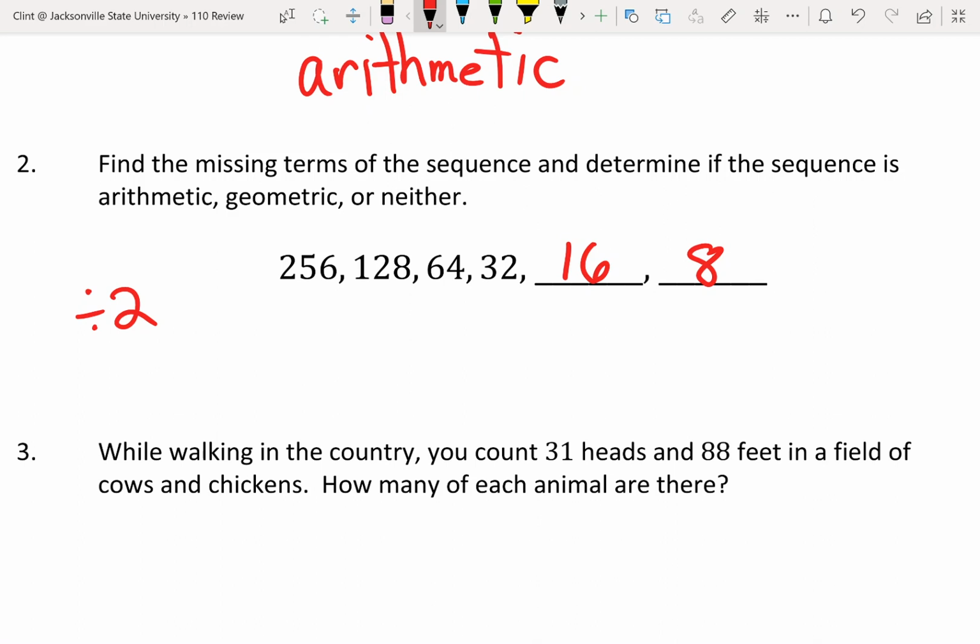And if we're dividing by 2 every step, what kind of sequence is that one going to be? That one's geometric. Yeah, good. If we multiply or divide by the same number over and over, it's geometric. And if we have any other kind of rule other than adding or subtracting, or multiplying and dividing by the same number, then it's neither. Questions on those two? No?